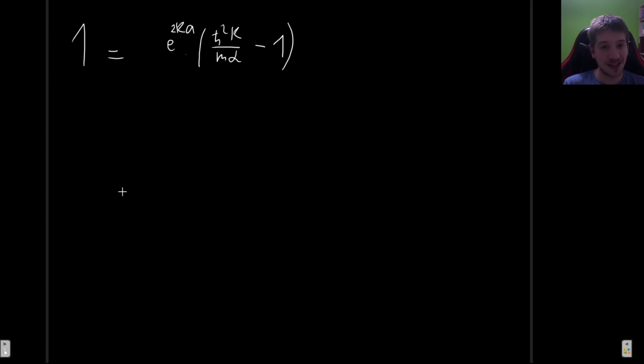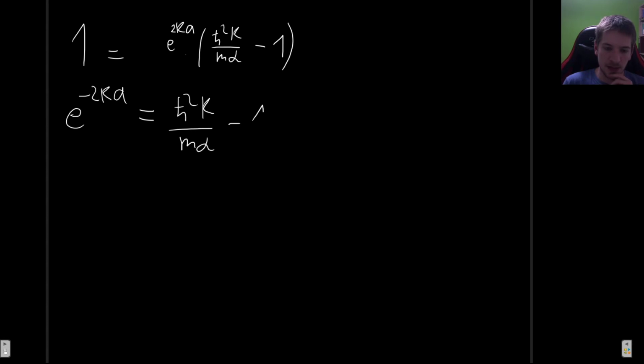Now, unfortunately, that is not an easy task to do, because how do you solve this equation? This equation is really hard to solve. So what is usually done here is that we are going to try to solve this graphically. So let us now divide by this exponential so that we get to the left hand side e to the minus 2ka, and this has to be equal to h bar squared k divided by m alpha minus 1.